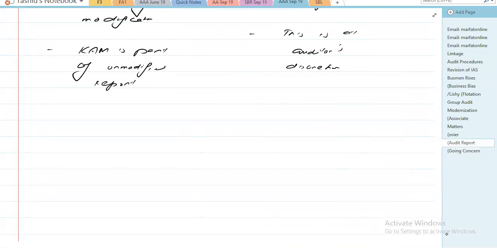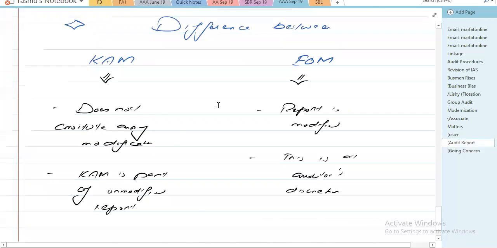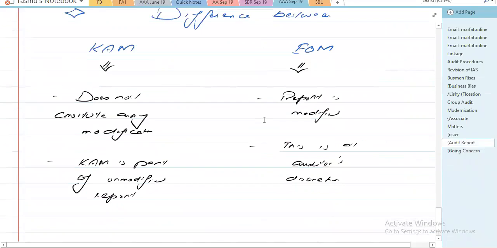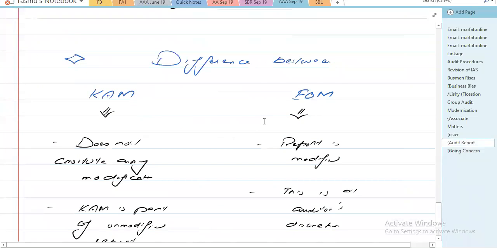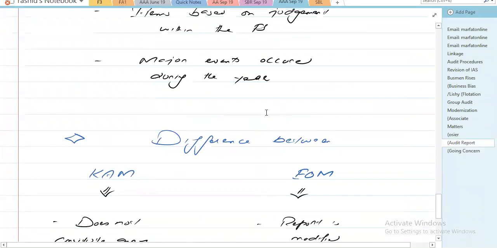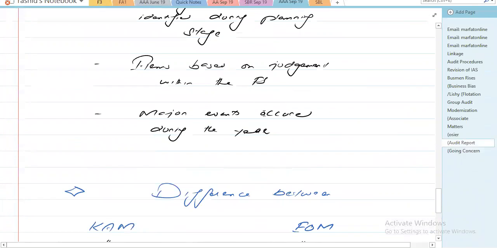Now, one more thing is, if anything has already been discussed by CAM, then there is no need of emphasis of matter paragraph. If something has already been discussed in the CAM, because the CAM is covering three major things: risk of material misstatements, items based on judgments, major events occur during the year. That means now somehow there is no need of emphasis of matter paragraph. If anything is covered by the CAM, there is no need of the emphasis of matter paragraph.